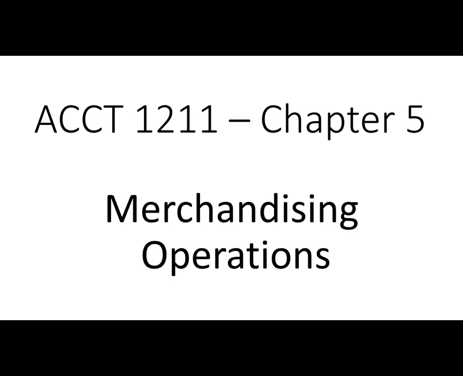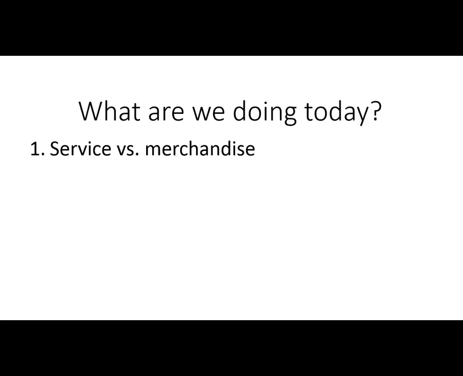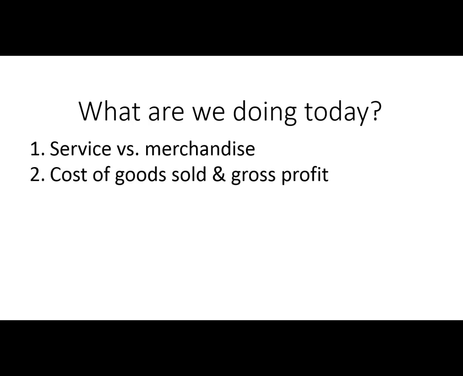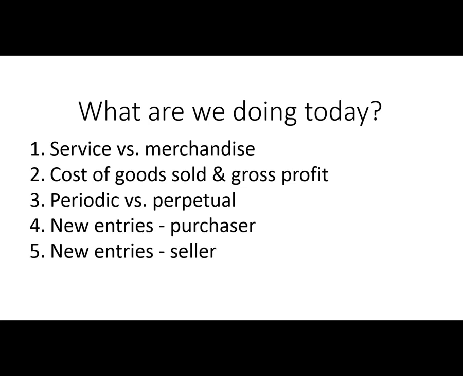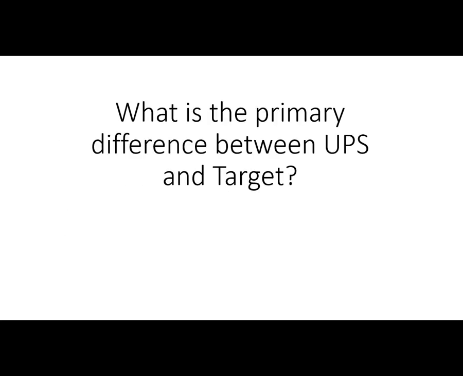So specifically, we're going to be doing that definition of service companies versus merchandise companies. We're going to add a new account to our list, which is cost of goods sold. We're going to add a new term, which is gross profit. We're going to talk about perpetual versus periodic inventory systems. And then we're going to go through two sets of journal entries, a purchaser set of journal entries and a seller set of journal entries. And then we're going to finish up with just a really short note on the multi-step income statement.